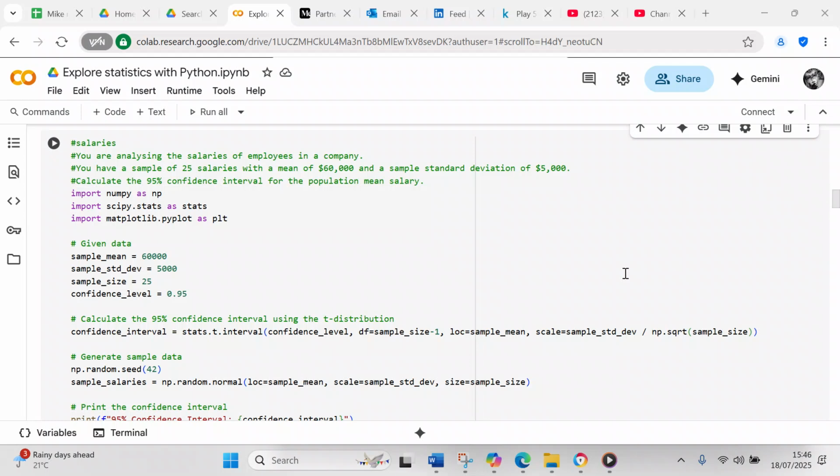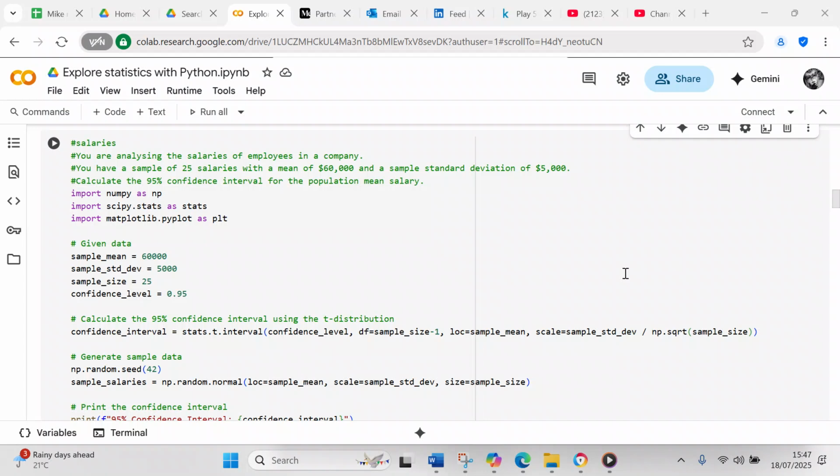In this particular video, we're going to be talking about the confidence interval of salaries, and it's a practice question. You are analyzing the salaries of employees in a company. You have a sample of 25 salaries with a mean of $60,000 and a sample standard deviation of $5,000. Calculate the 95% confidence interval for the population mean salary.